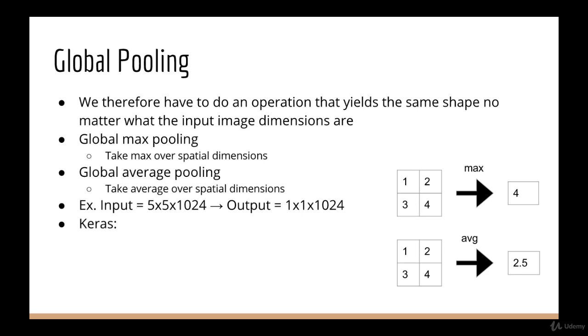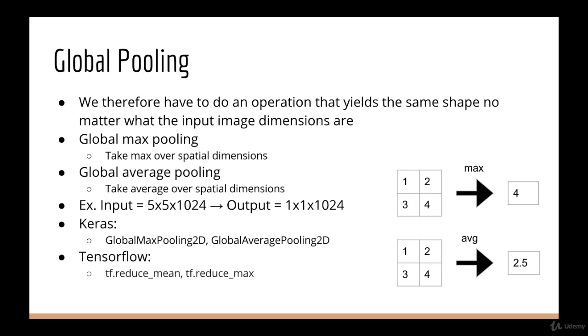Implementation-wise, in Keras this is very simple. They are just different layer types called GlobalAveragePooling2D and GlobalMaxPooling2D. In TensorFlow, you could just use reduce_mean or reduce_max, or in other words, you don't need to think of it as a layer at all.